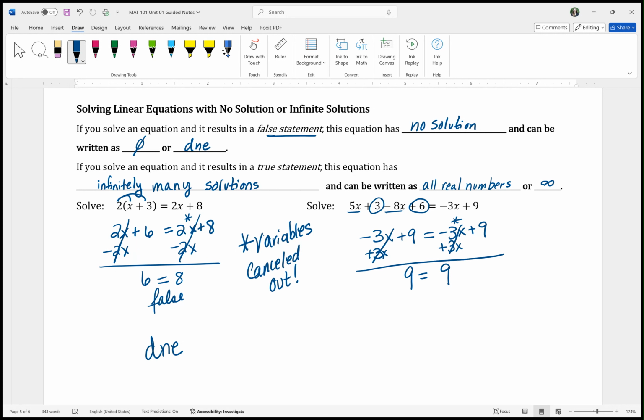So at this point, we can stop. Our variables canceled out. And we're checking this equation to see if it is true or false. So 9 equals 9 is a true statement. And what type of answer do we associate with true? Well, that means that anything that we put into this x in this equation is going to work. Like literally I can pick any number and it will be a solution. So this is all real numbers or infinity.